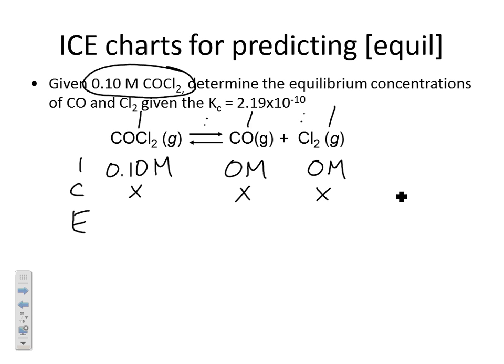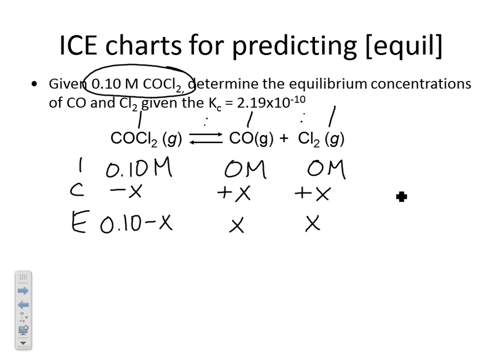But now I need to think, how are they going to change? Are they going to go up or down? That's based on whether they're reactants or products. Reactants decrease, so the COCl2 is minus X. Products increase, they're being produced, so the CO and the Cl2 are both plus X. Now I can fill in the equilibrium row. The equilibrium concentration of COCl2 is 0.1 minus X, and the CO is X, and the chlorine is X, because of that one-to-one-to-one relationship.